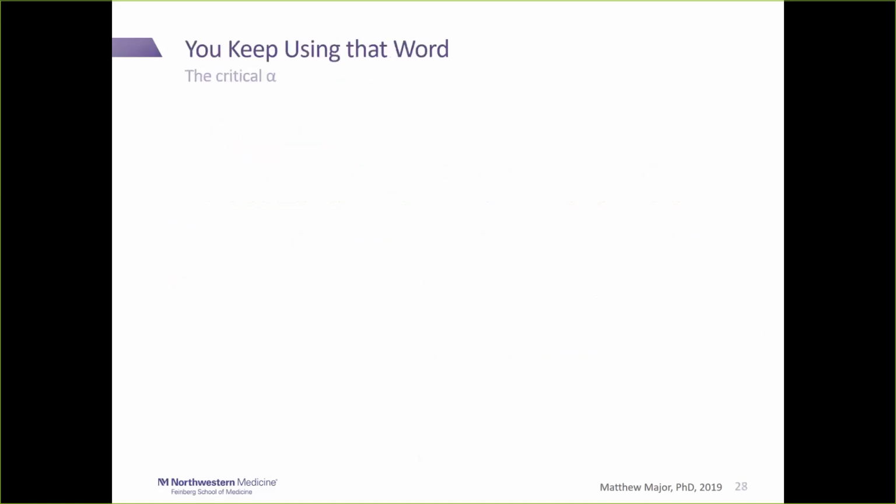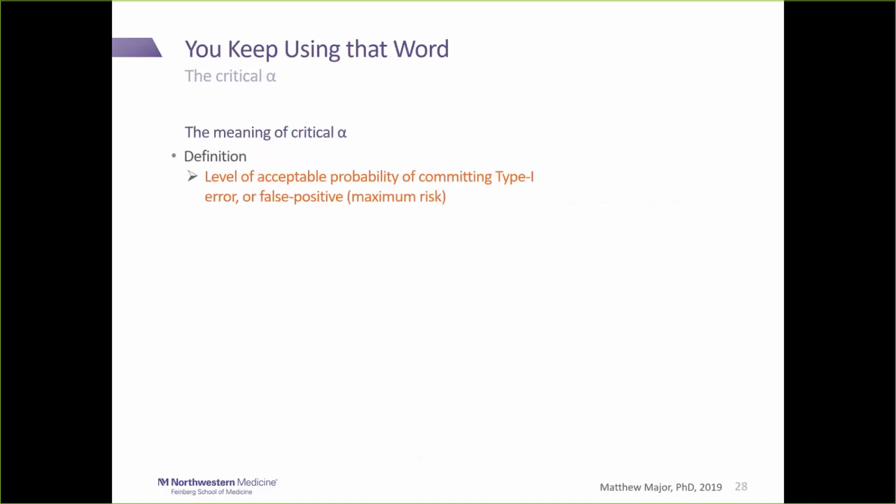Okay, so let's talk about the critical alpha in this case. What is the meaning of it? Again, your alpha is the level of acceptable probability of committing a type 1 error, or a false positive. This is the maximum risk that you're willing to take in your study design of committing a type 1 error. And alpha is arbitrarily set, but it's very common for it to equal 0.05.